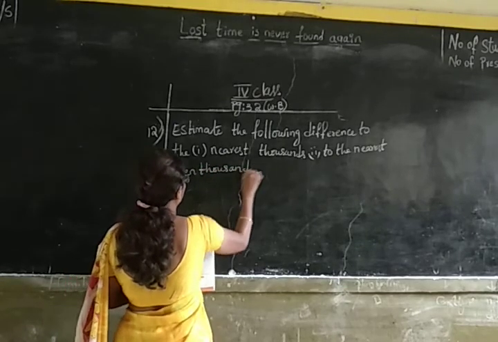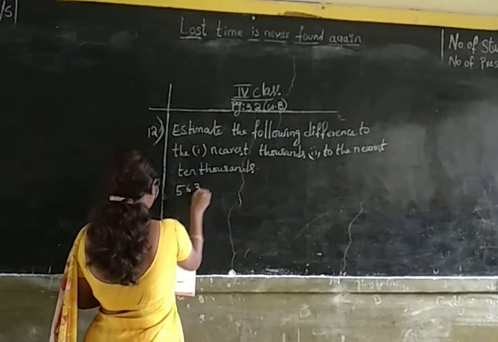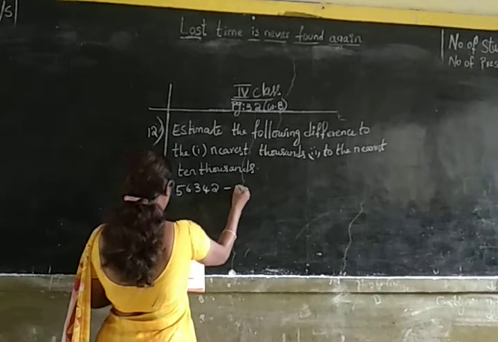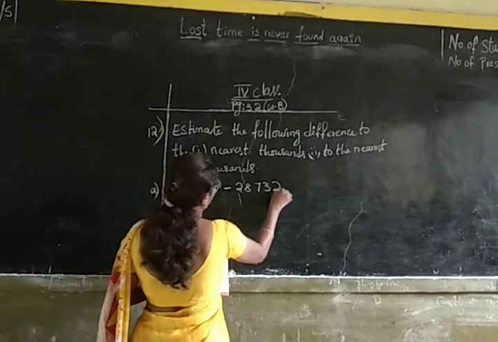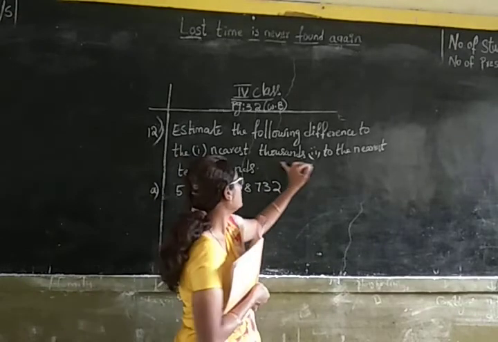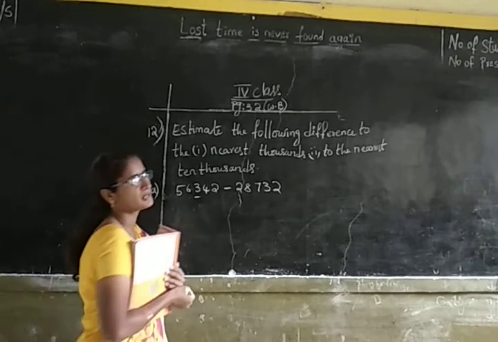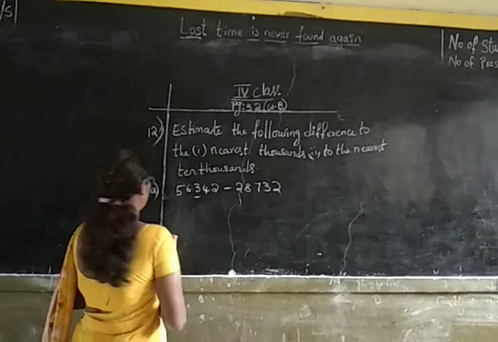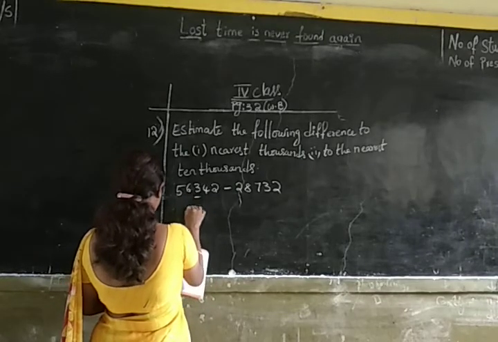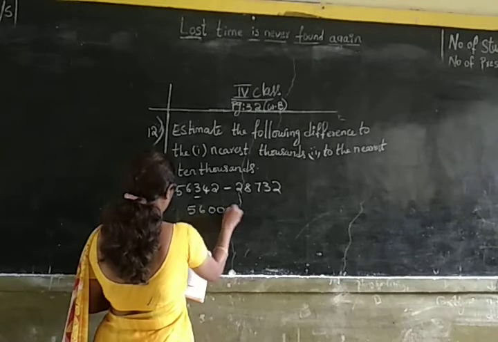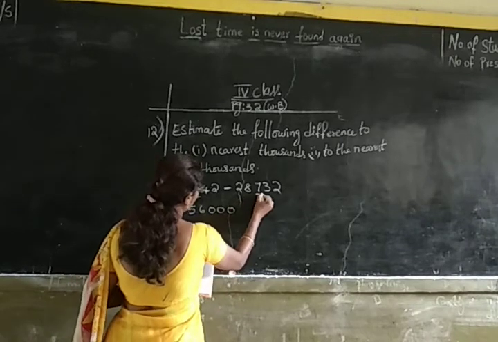Okay children, let us do the A sum. So 56,342 minus 28,732. First, let us estimate to the nearest thousands. For estimating to the nearest thousands, we have to underline the digit at its hundreds place. Here the digit at its hundreds place is 3. So no need of adding 1 to the next number. The answer is 56,000.